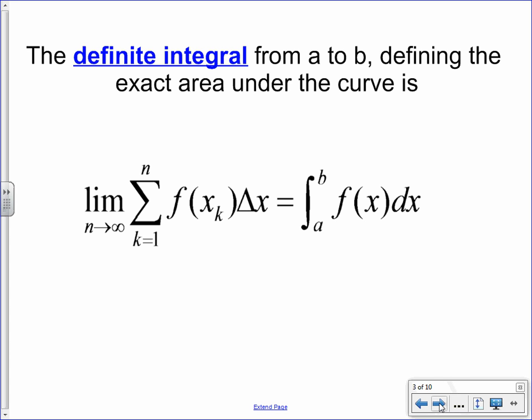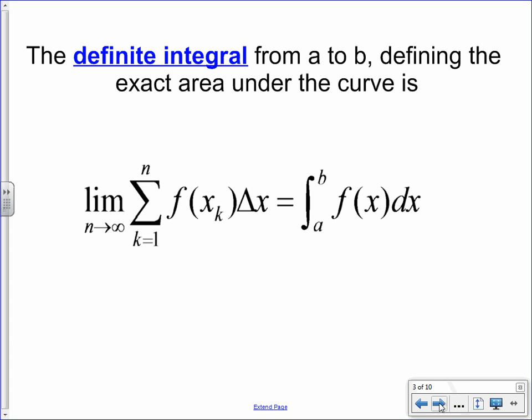What are B and A for? That's where we start our interval and end our interval. So we begin at A, and we stop at B. A is the beginning, B is the end. A is on bottom. So from start to finish.